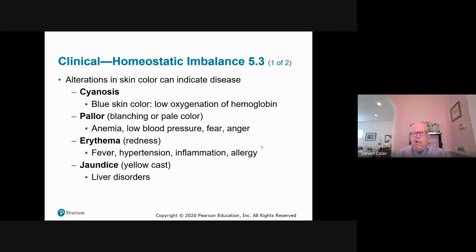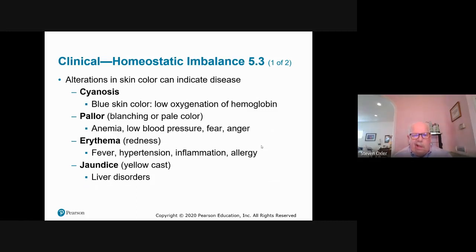There are also some abnormal colors, and since I am a physician, I probably will ask you questions on the abnormal colors also. The word cyanosis, cyan means blue. Cyanosis means that you have a blue skin color because your oxygen level attached to your hemoglobin is very low. Pallor. Pallor is a white color or a blanching pale color, and it shows up with low blood pressure and anemia.